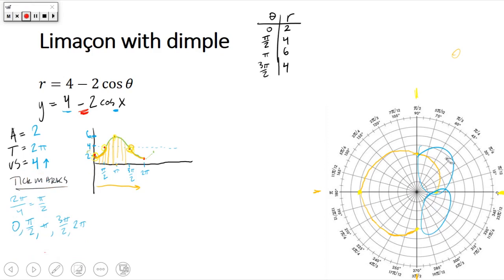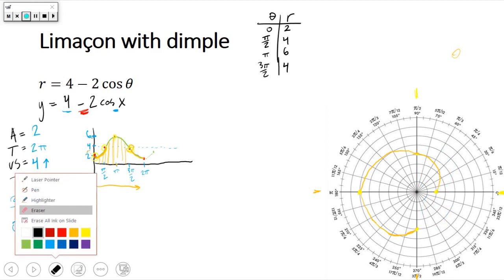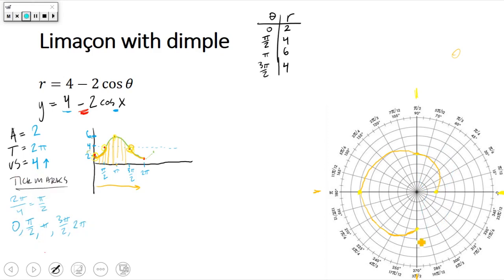All of these polar graphs are going to be symmetrical. Limaçons are symmetrical. So we have something similar over here. Let's see if we can draw this with any kind of accuracy whatsoever. That's not very good. It does something like this here.